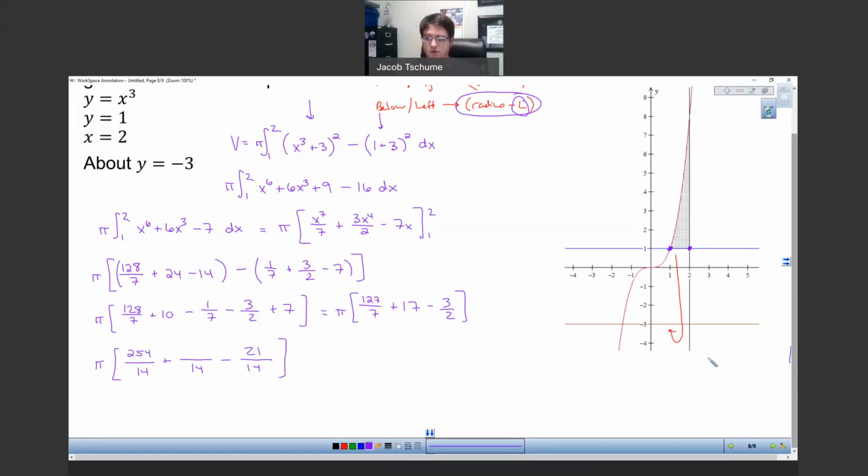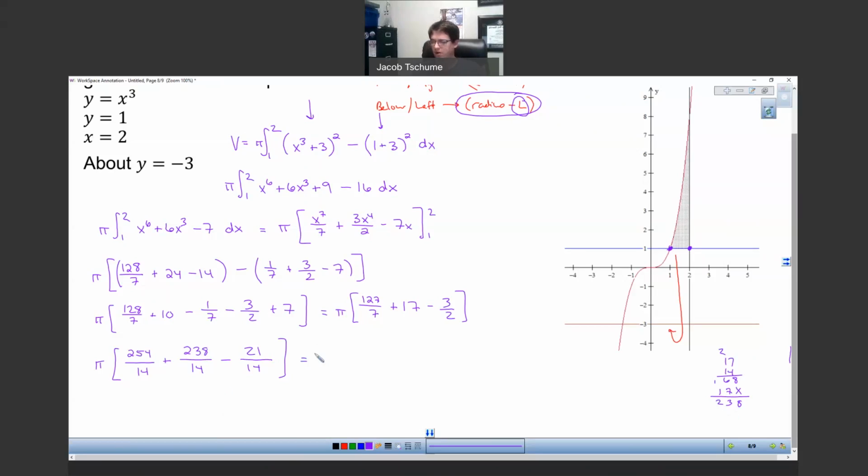Then I got to do a little scratch work. If I want to do 17 in terms of a 14th, I got to multiply 17 times 14. So 8 and 2, that would be 6. That would be 7 and 1. So 8, 13, carry the 1. So that is 238 over 14.